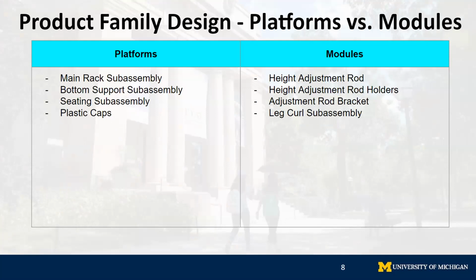The component commonality table simplifies the assembly into two categories, modules and platforms. Modules are components that take different forms in each product variant, which are the main rack subassembly, the height adjustment rod holders, the adjustment rod bracket, and the leg curl subassembly. While the platforms are the main rack subassembly, the bottom support subassembly, the seating subassembly, and the plastic cap.